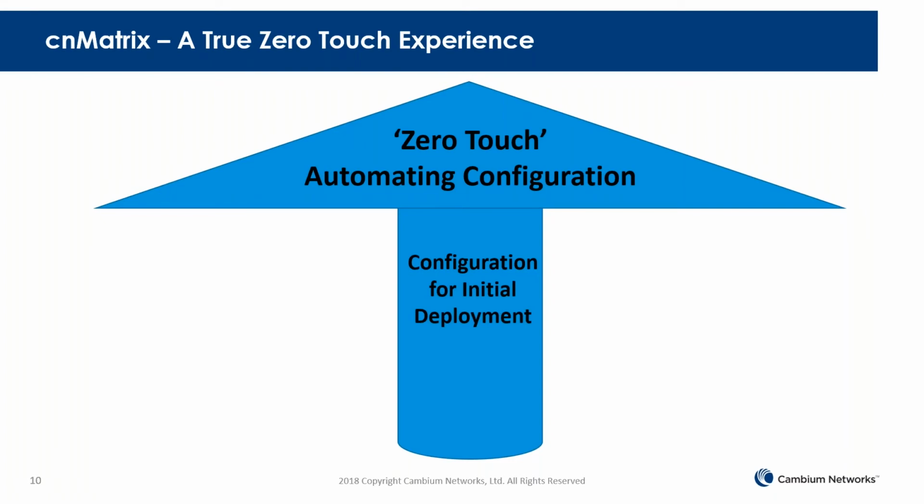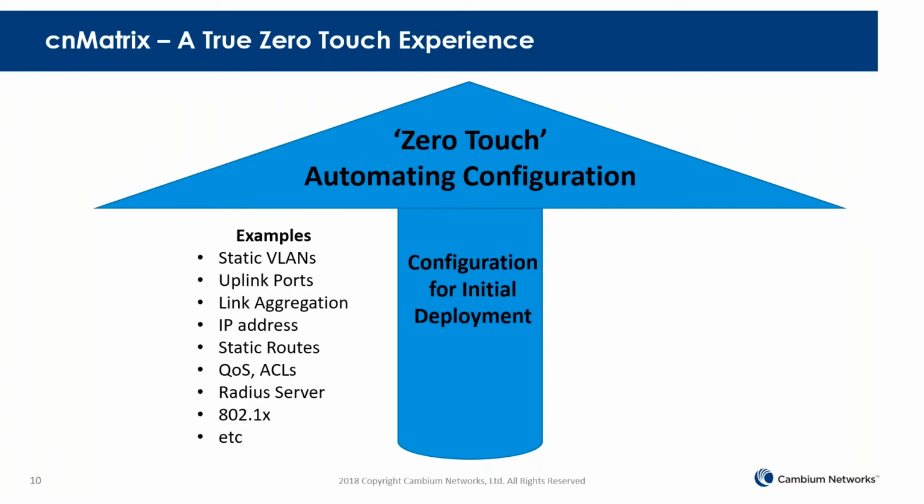So this configuration for the initial deployment, a few examples, right? Let's say you want to create some VLANs on your switch, maybe make all the ports of your switch a member of those statically created VLANs. Which ports are you going to use for your uplink ports, backhaul ports? Maybe you want to create a port channel and do some link aggregation. Now your IP address, do you want to get that automatically through DHCP, or do you want to statically allocate that? So these are some examples of what you might want to do when you initially deploy your switch.